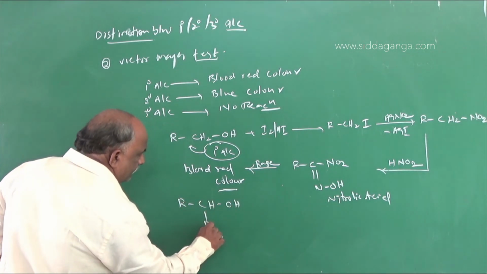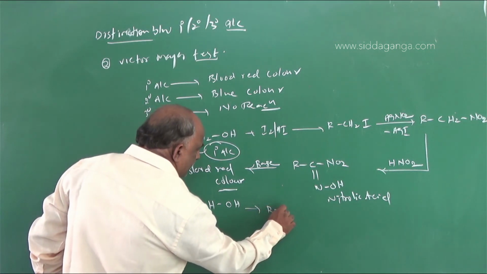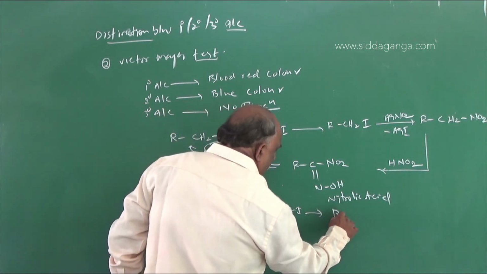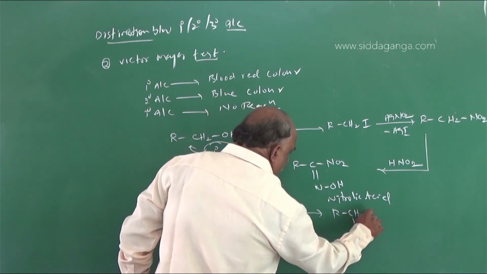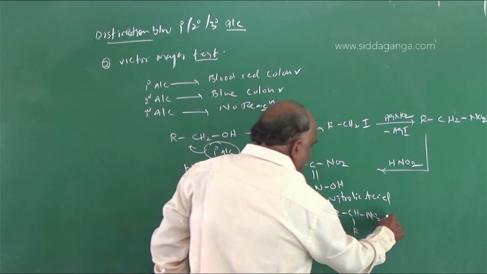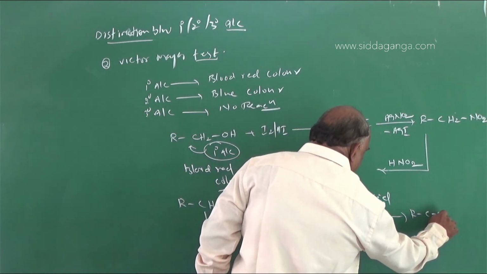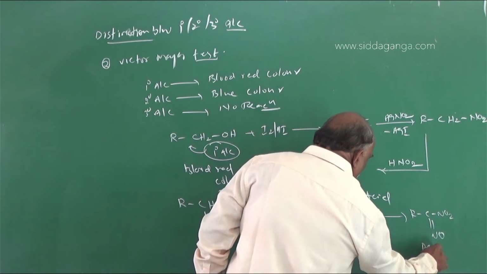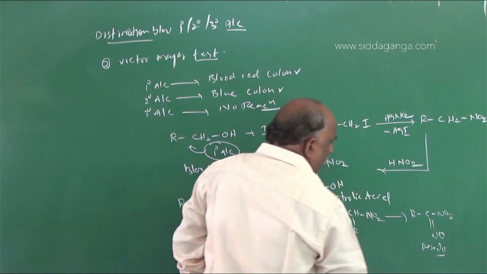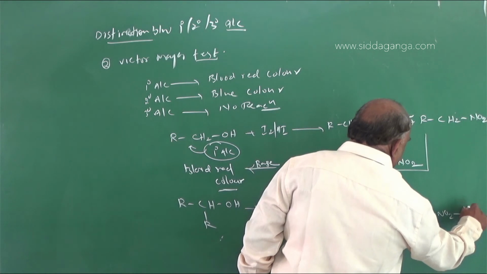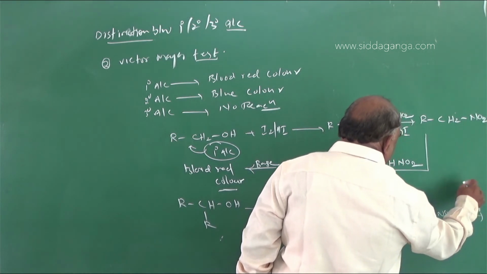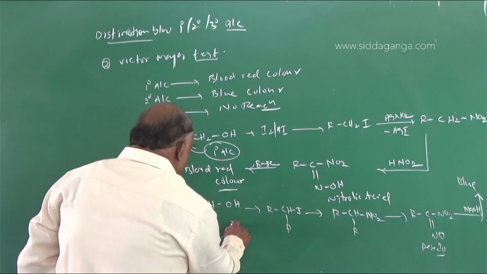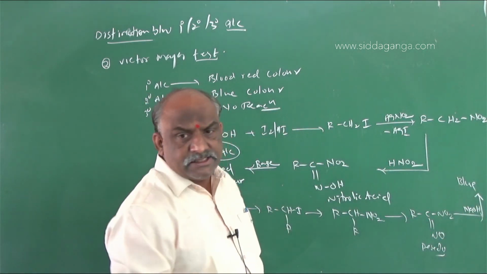RCHOHR gives rise to RCHRI, which gives rise to RCHRNO2. Again it gives rise to RCNO2 double bond NO. This is a pseudonitrolic acid. This pseudonitrolic acid treated with NaOH or base gives a blue color. Blue color is for secondary alcohol.